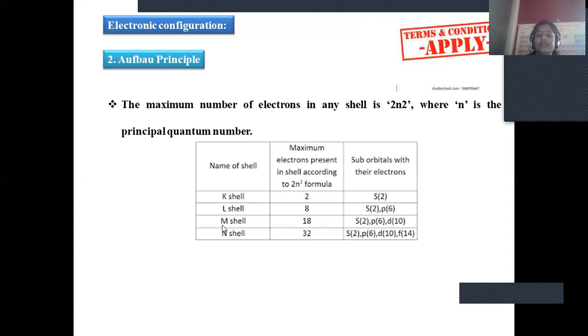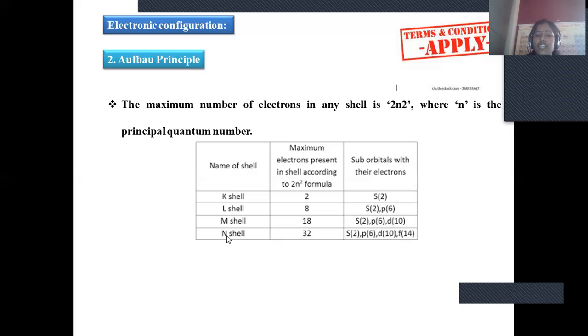Moving on to the M shell, n is equal to 3, which means 3s, 3p, 3d. So 3 subshells will be there. The s orbital occupancy will be 2, the p orbital occupancy will be 6, and the d orbital occupancy will be 10. Let us apply the 2n square formula. With n equal to 3, 3 square means 9, 9 into 2 is 18. So the maximum occupancy of the main shell will be 18, and the subshell distribution will be s orbital 2, p orbital 6, d orbital 10. This is about the M shell.